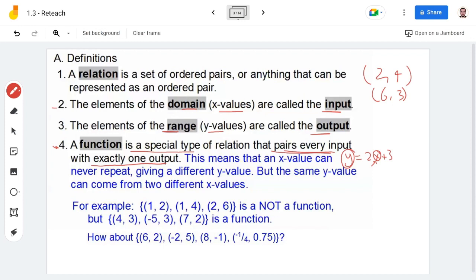So when we replace x here, we will get one output. This means that an x value can never repeat giving a different y value, but the same y value can come from two different values of x. What does that mean? Let's have a look at this example.